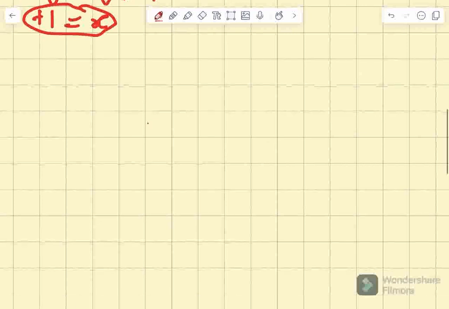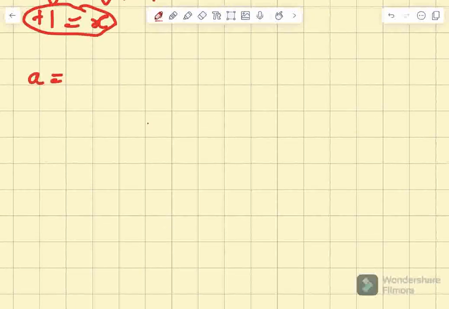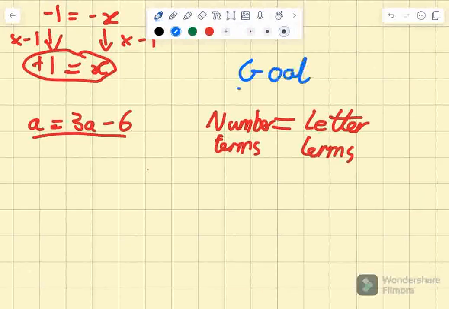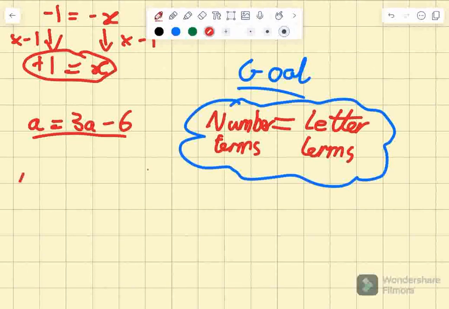Now we've got these 3 rules to guide us, let's dive into our problem. Here we have the equation, a equals 3a minus 6. When solving this type of equation, our goal is to get all of the number terms on one side and the letter terms on another side. A number term is any term that doesn't have a letter in it, and a letter term is any term that does have a letter in it.